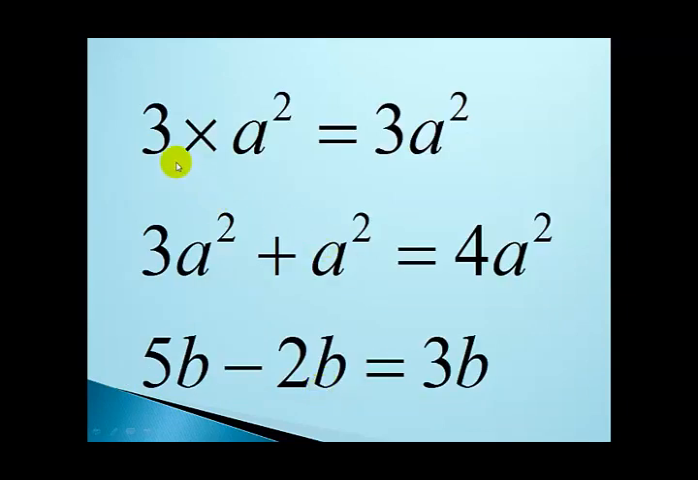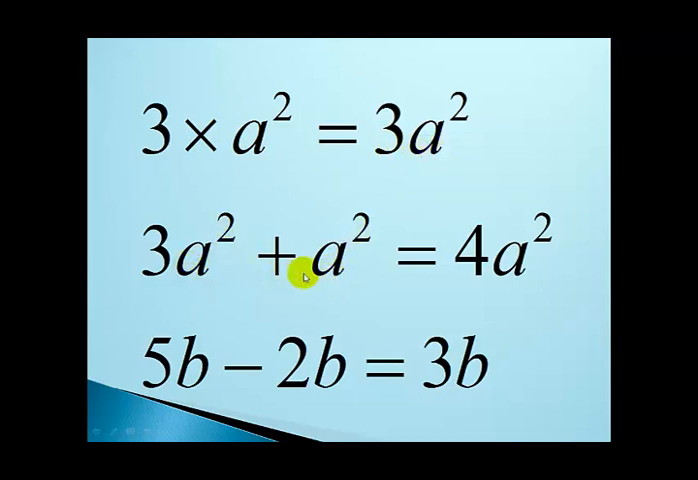Also, 3 times a squared equals 3a squared. The coefficient of the a squared here is 1. So 3 times that 1 is 3. Then a squared, so 3a squared. 3a squared plus a squared.